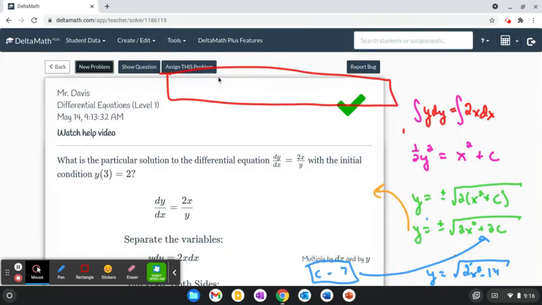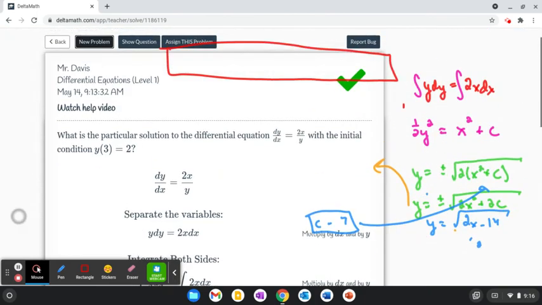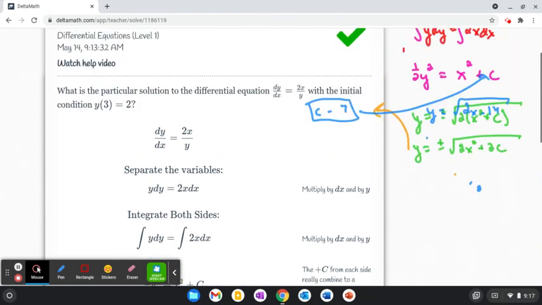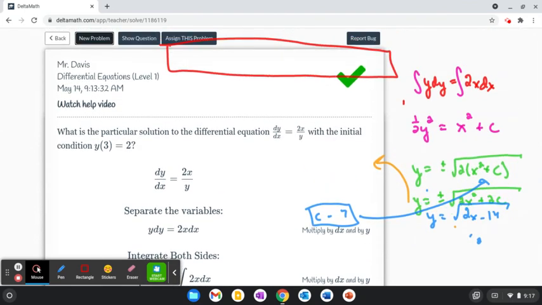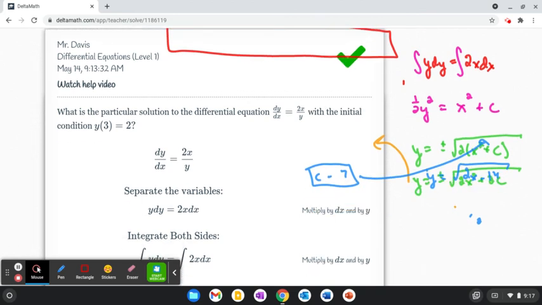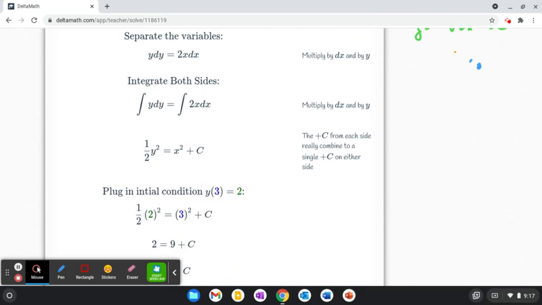Boom. All right, so that is it. That is differential equations. There are harder scenarios with this, but I just want you to get the basic concept here. Keywords here: general solution, particular solution, initial condition. It doesn't actually say general solution, but that's what you get when you have just the plus c in it. The initial condition is what you use to find the particular solution. All right, good luck, guys.